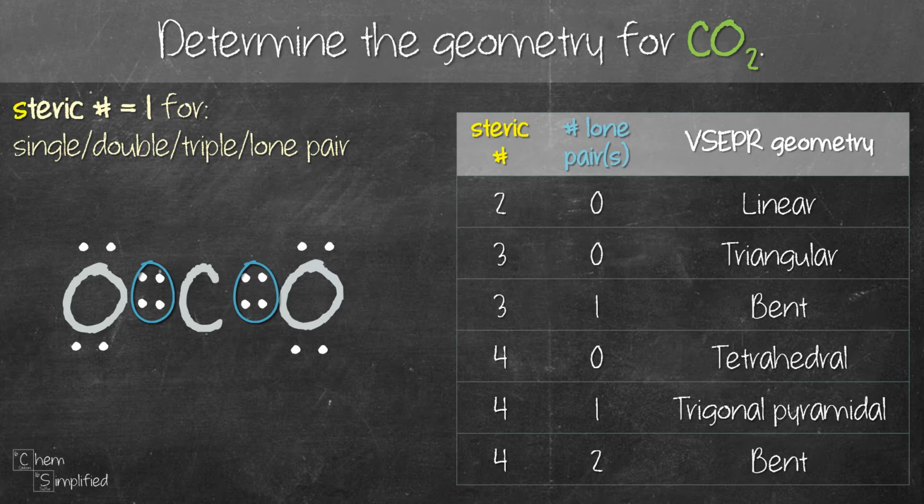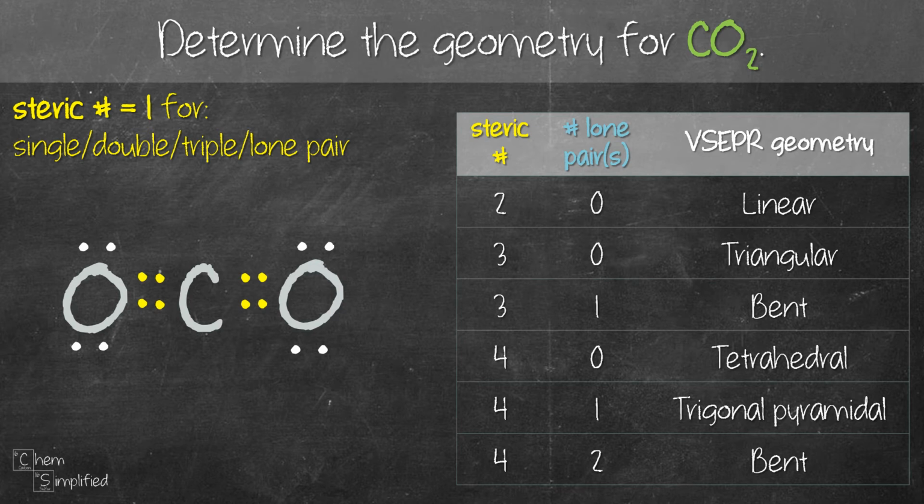Keep in mind that single, double, triple, lone pair, they're all counted as one steric number. So since we have 2 double bonds, that means our steric number would be 2. And we don't have any lone pair surrounding carbon, so we have 0 lone pair.